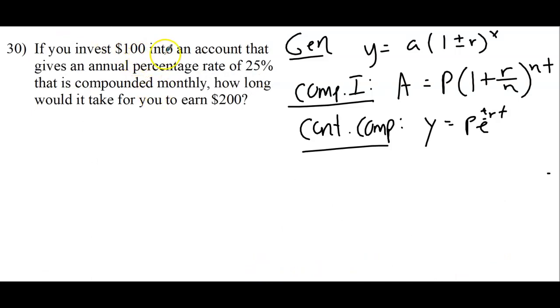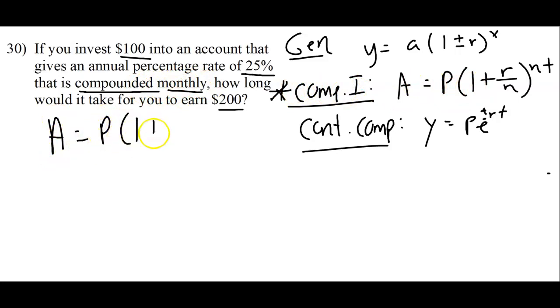If you invest $100 into an account that gives an annual percentage rate of 25% that's compounded monthly, that's important to be aware of, compounded, and monthly is also something. How long would it take for you to earn $200? Starting amount is 100. There's my percentage. So notice it's compounded monthly. That means we're using this A equals P times 1 plus R over N to the NT formula.